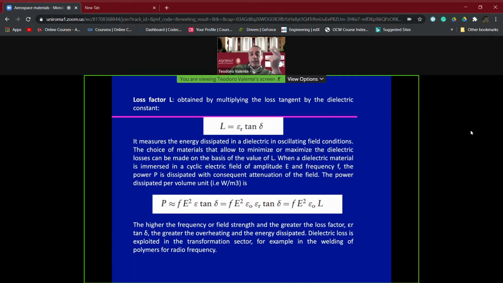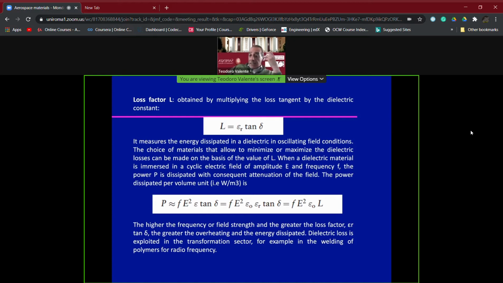And so the higher the frequency, the field strength, the loss factor, the relative permittivity, and the tangent of the phase shift delta, the greater the energy dissipated, which is usually dissipated as heat.